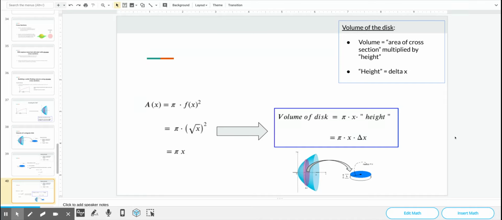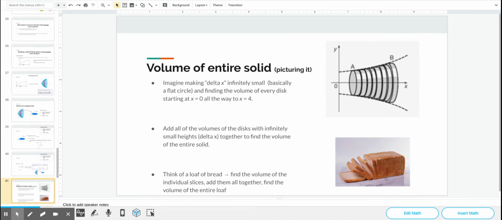Again, pause here. If you're still uncertain about what's going on, take a break, go back to a different part of the video, come ask me a question, go see a different resource, whatever it might be. This is a big part, though, for us. This is the volume of one singular disk. Remember that. So now, what was our goal? Our goal was to find the volume of the entire solid. And I want you to try and picture this a little bit.